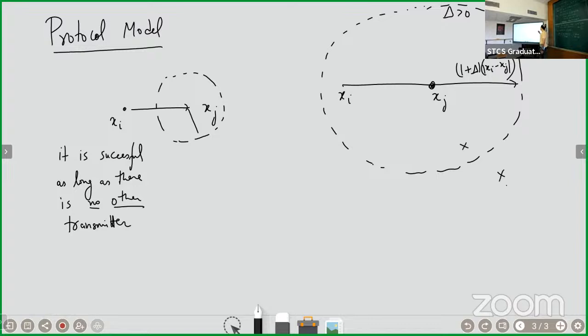If there is another transmitter trying to communicate to somebody else, its power here is going to be large enough, causing a lot of interference, and the connection will not work. So that's what this means. So it is successful if there is no other transmitter in the circle.